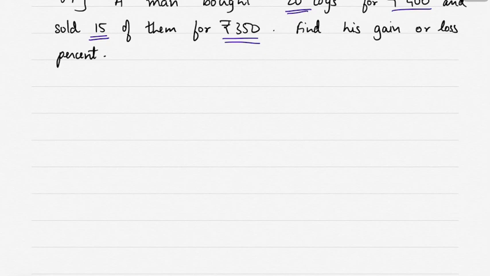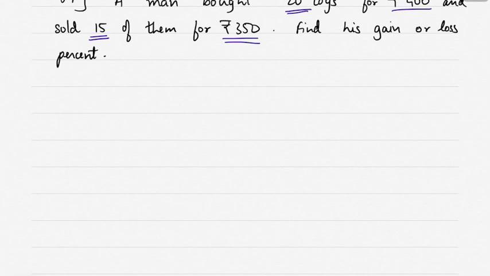Let's calculate. Okay, so 20 toys are purchased for 400. So 15 toys are purchased for how much? You can do that and find the cost price of 15 toys. And then you know the selling price of 15 toys and you compare. Okay, that is one way. Or what you can do, you can see cost price and selling price of one toy. Okay, we'll solve in both the ways.